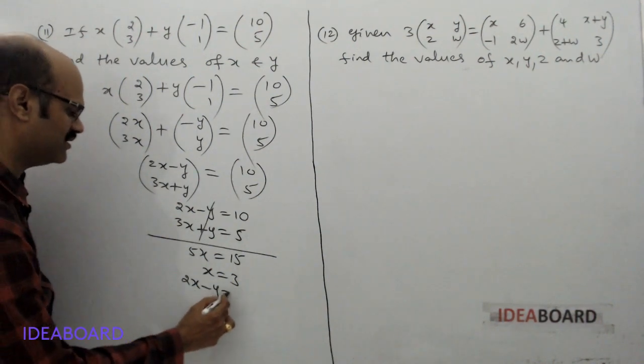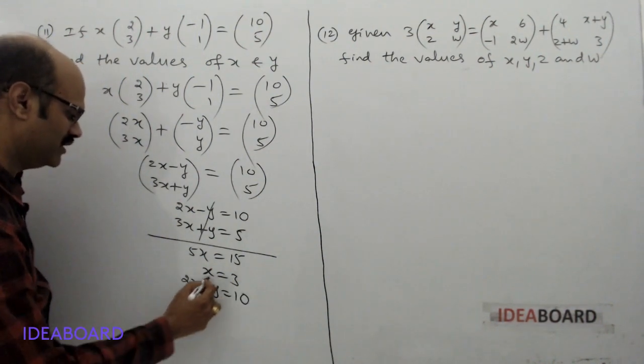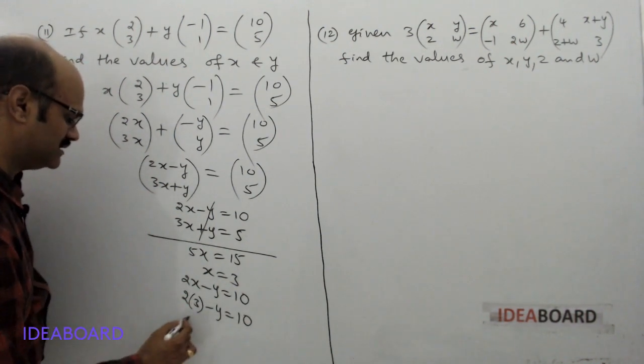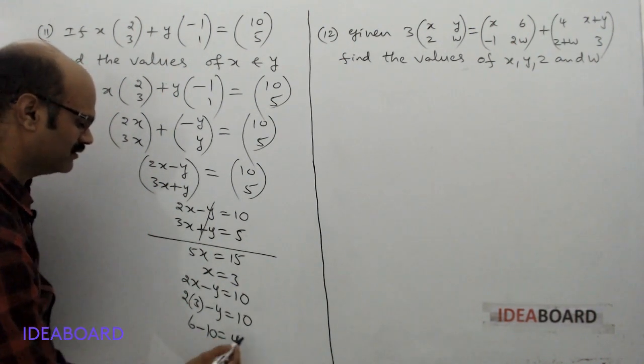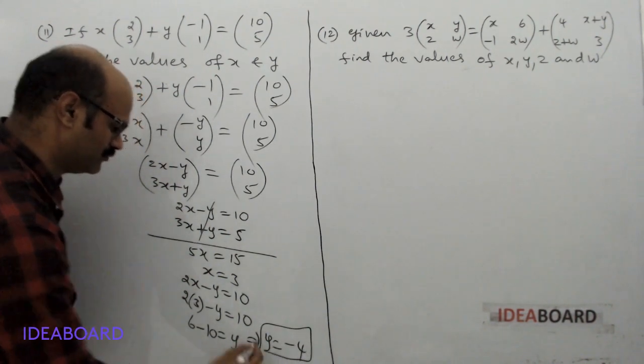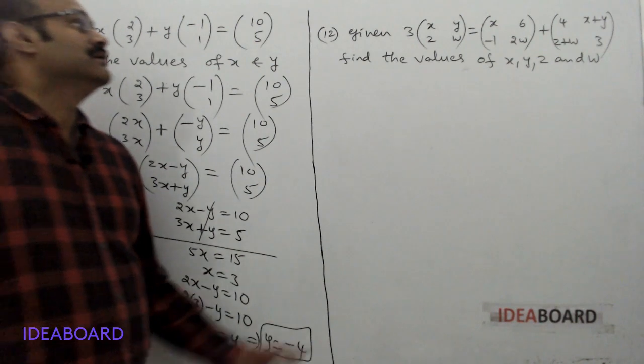2x minus y equal to 10. 2 into x, that is 3, minus y equal to 10. 6 minus 10 equal to y. It implies y equal to minus 4. Next one.